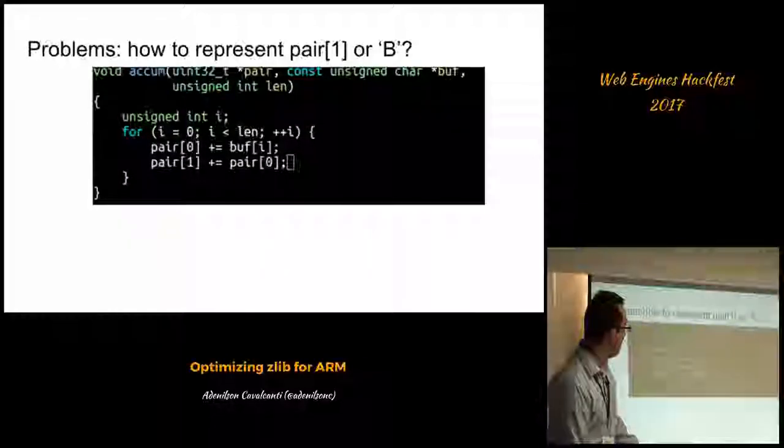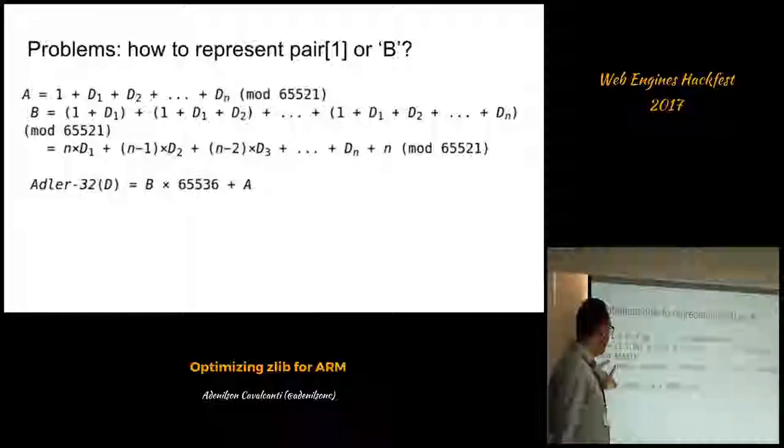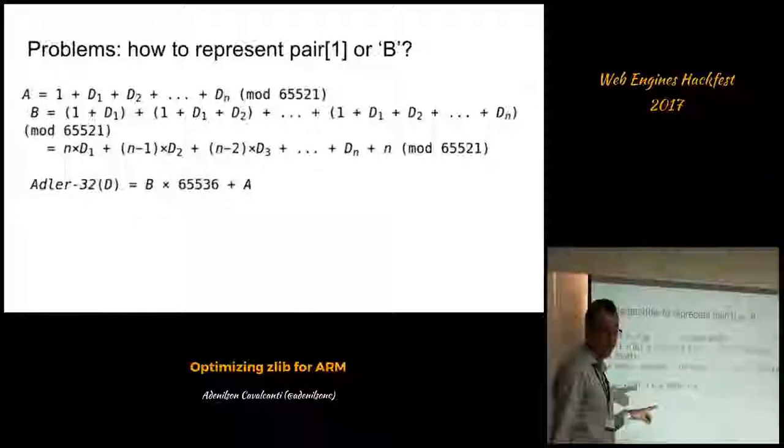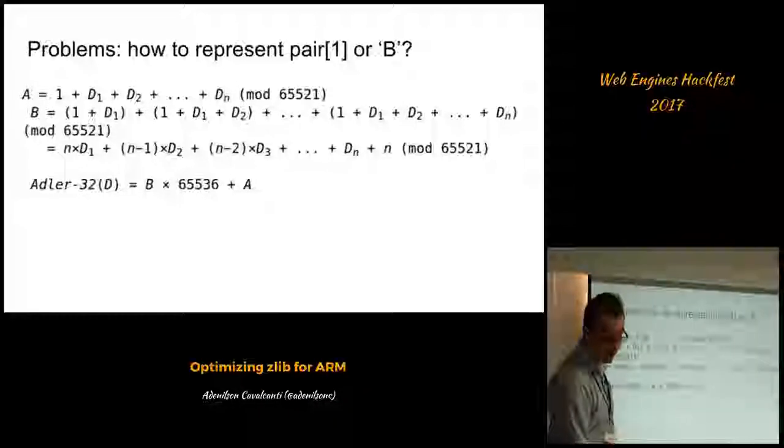So basically, one solution was to look back to the formula. And if you look at it, you could actually represent the second component as the product of a scalar by the data element in the data array. So that was the trick to implement a vectorized version of it.